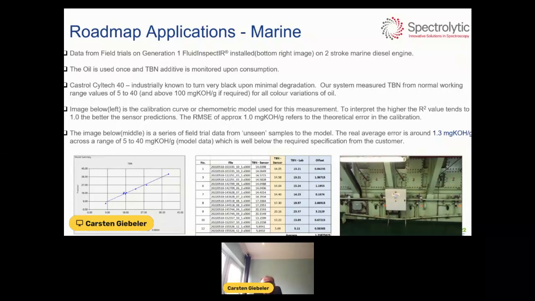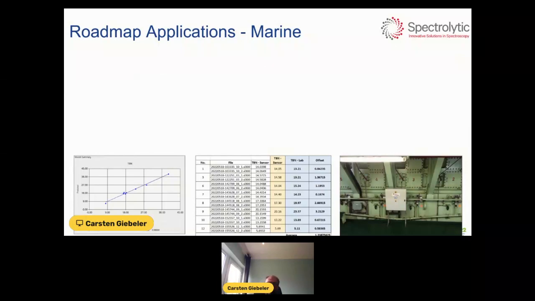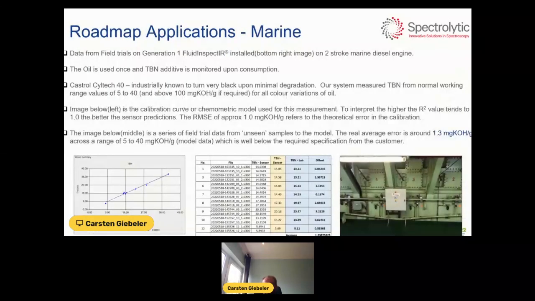We are now also venturing a little bit into EAL oils, which are environmentally acceptable lubricants for marine applications, which work very, very similarly to these polyester oils, and we are hoping to get installations in this area fairly soon, and hopefully we can update you next year.